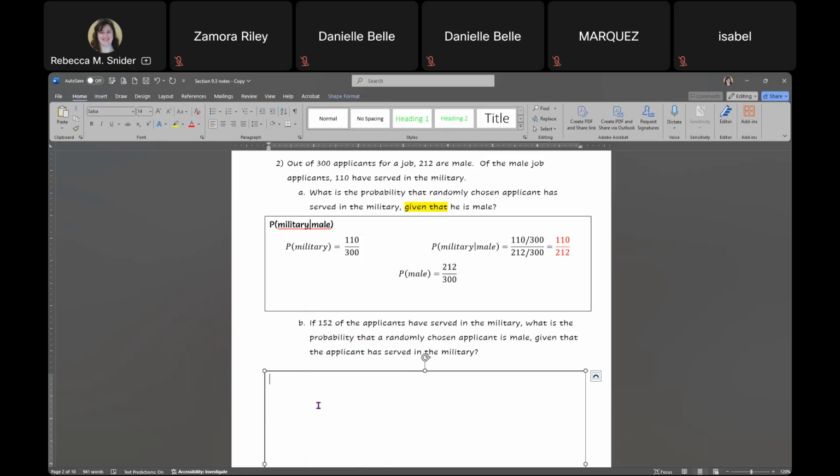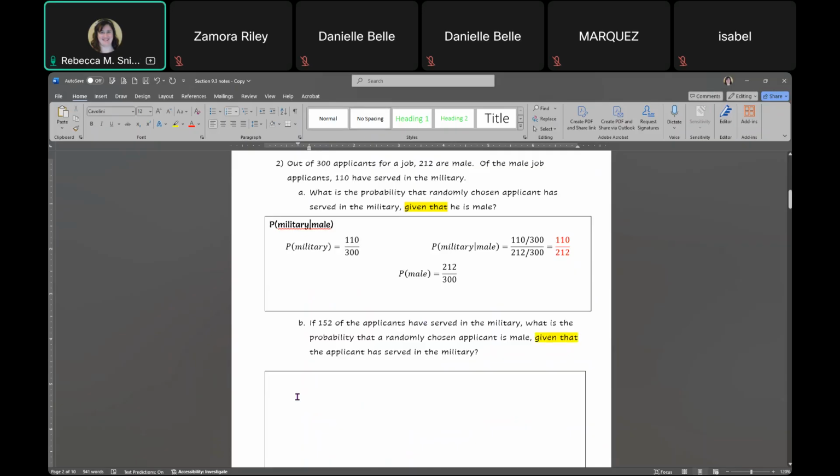Okay. Now the second part adds in a new piece and a twist on your conditional because now we have a new number, and that number is 152. So if 152 applicants served in the military, the question says, what is the probability that a randomly chosen applicant is male, given that the applicant served in the military? So again, given that is what you look for. That tells you it's your conditional.